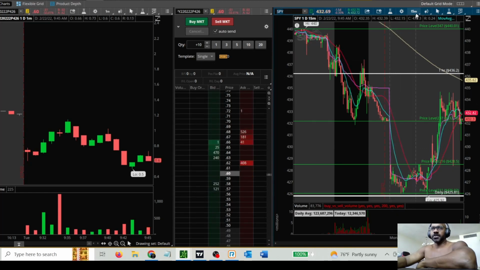Let's see what this looks like on a third. Oh, I have the 30 on my other chart. Let's zoom in. Yeah, it's very sloppy.